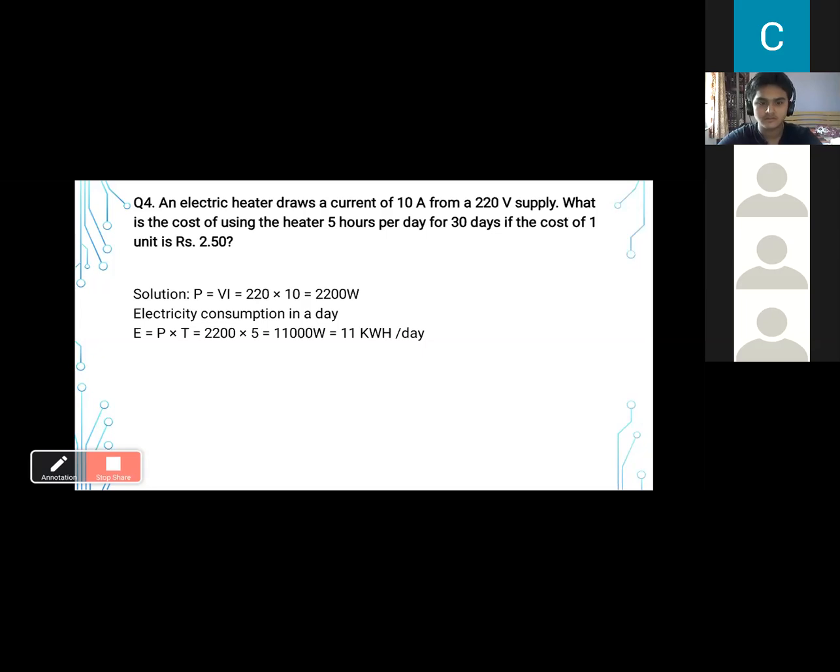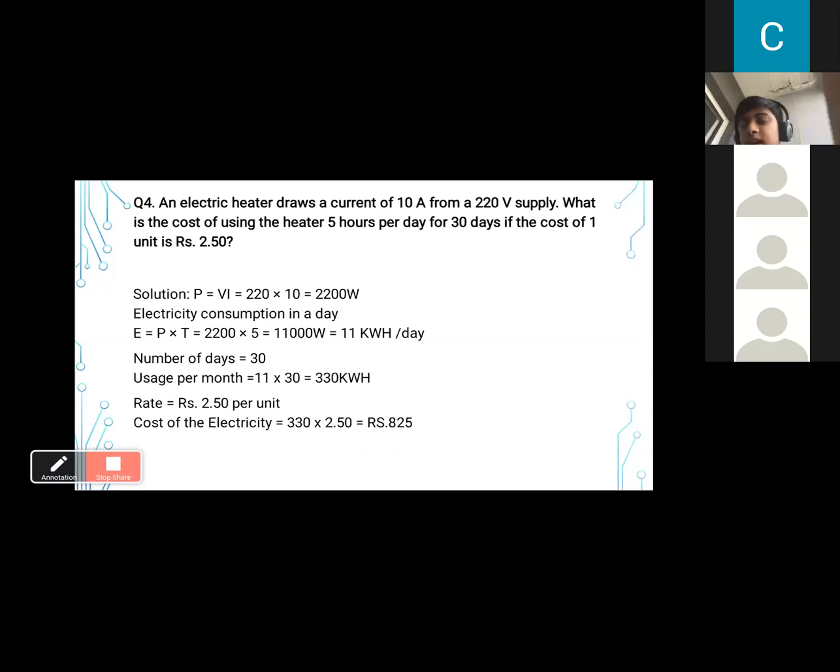Is the answer rupees 825? Yes, correct. The answer is 825. Then I'm going to multiply the number of days also, 30, into this. The rate is 2.5, so I'm going to multiply 2.5 also. So in this, everything has to be multiplied: the number of hours working, the number of days, and the rate.